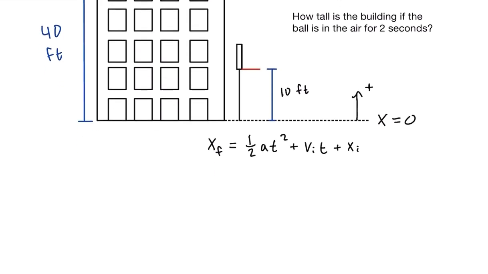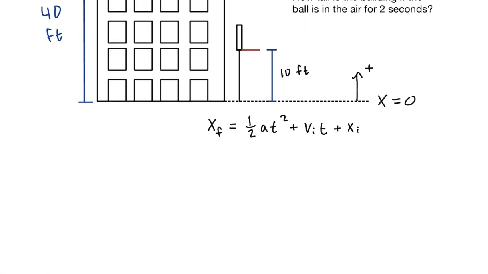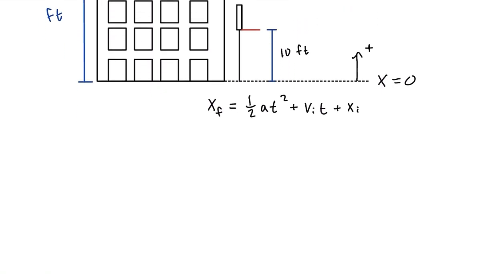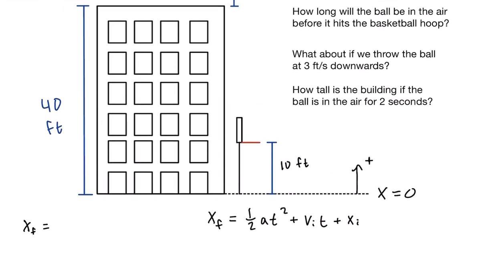Okay. Now that we have our equation written out, we're going to set what our values are for each of these variables. I'll do it over here on the left where we have some space. So starting at the left, our x final. Now what's our x final going to be? We're not going all the way to the ground, so it's not going to be 0. We're going to the top of the basketball hoop, which is 10 feet.